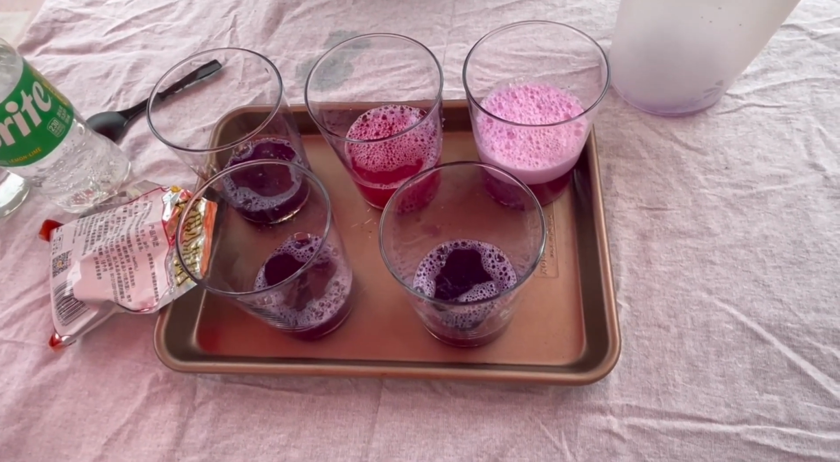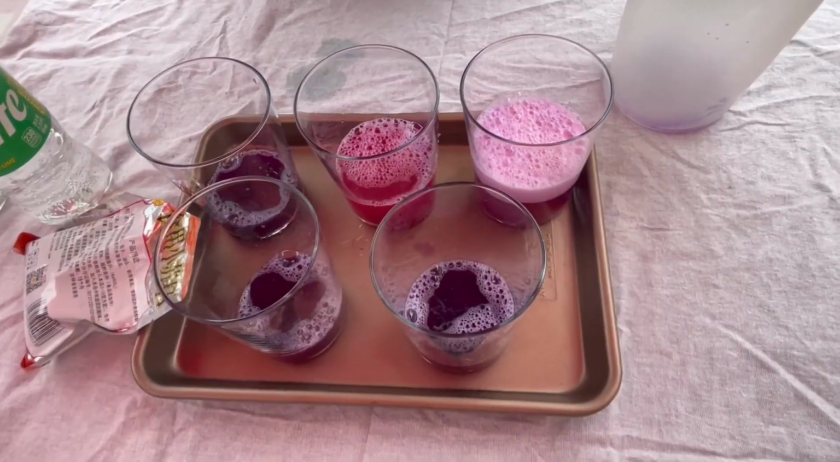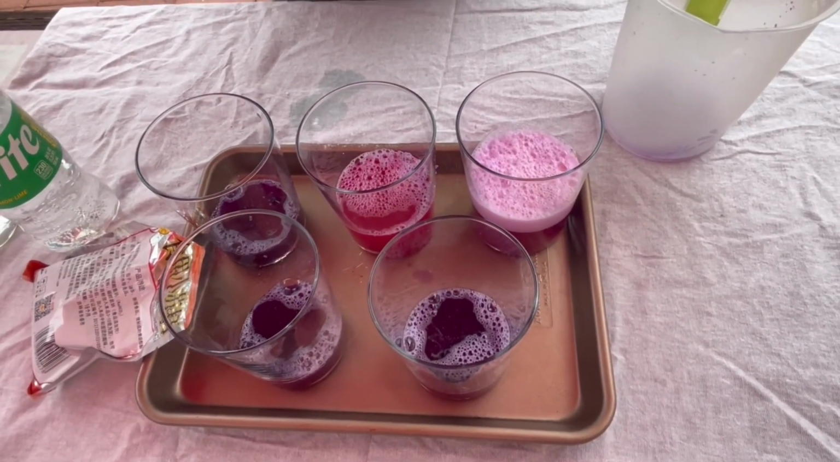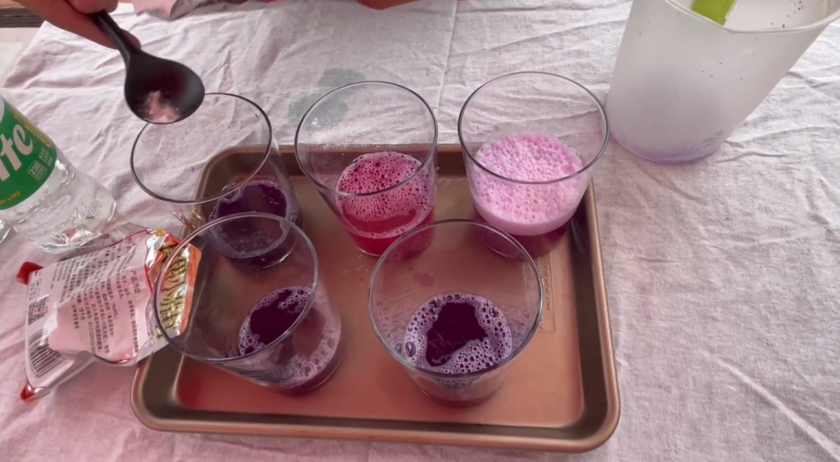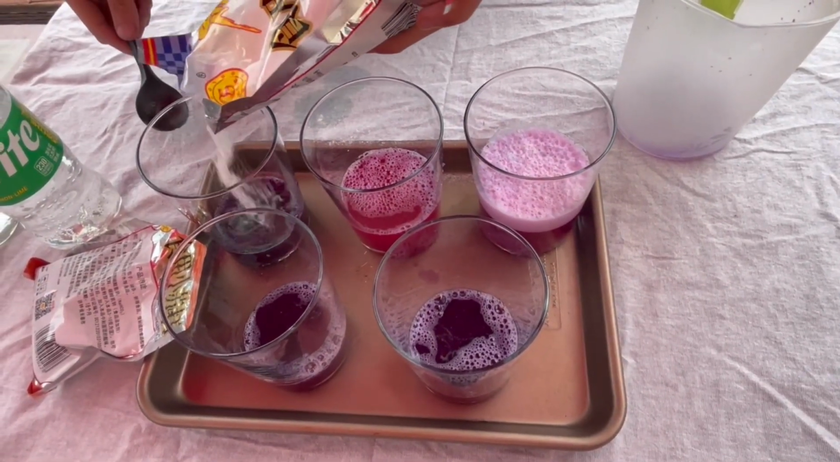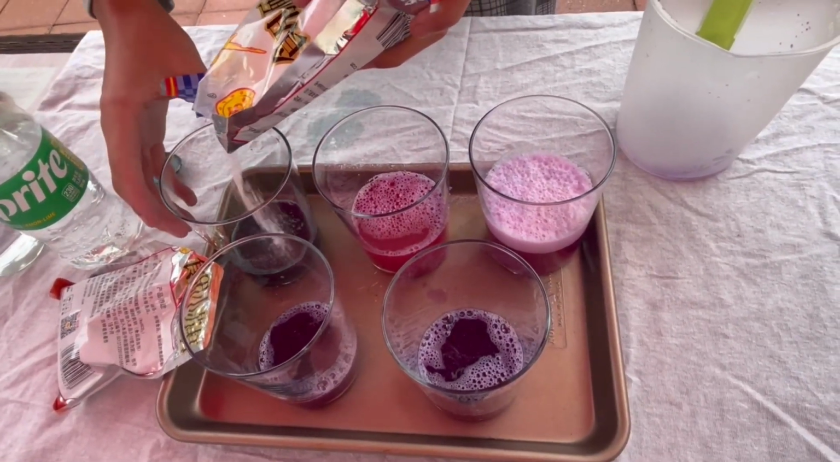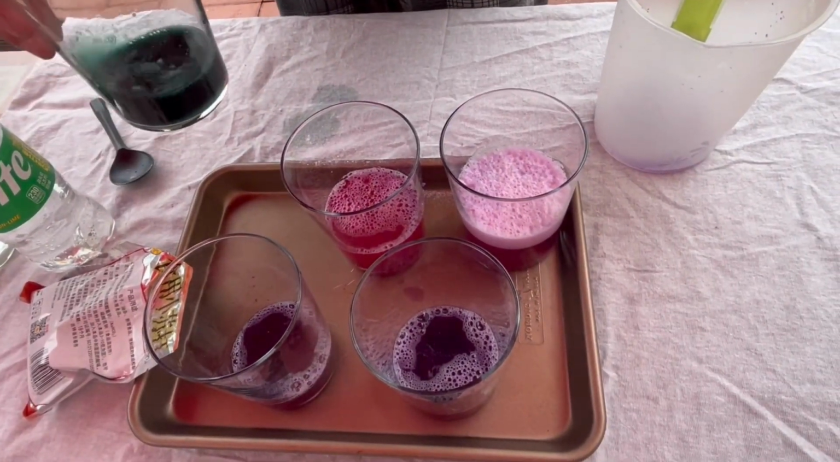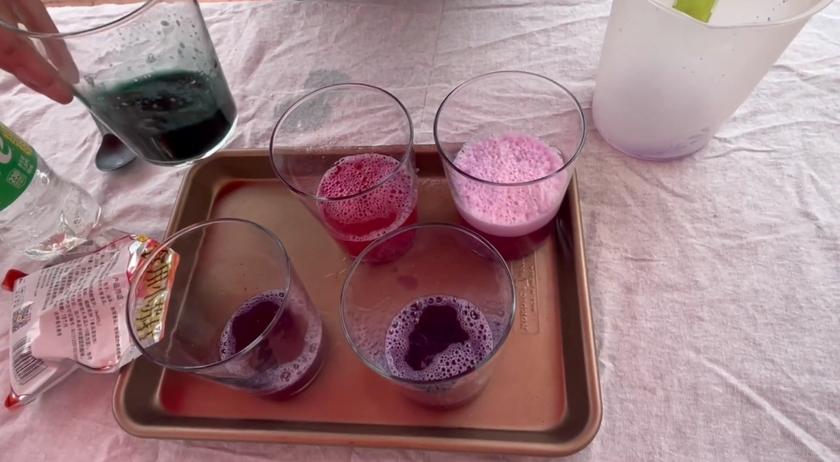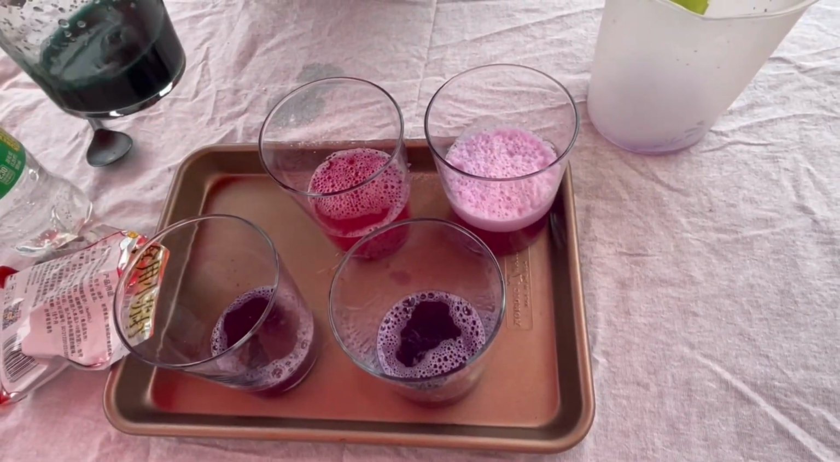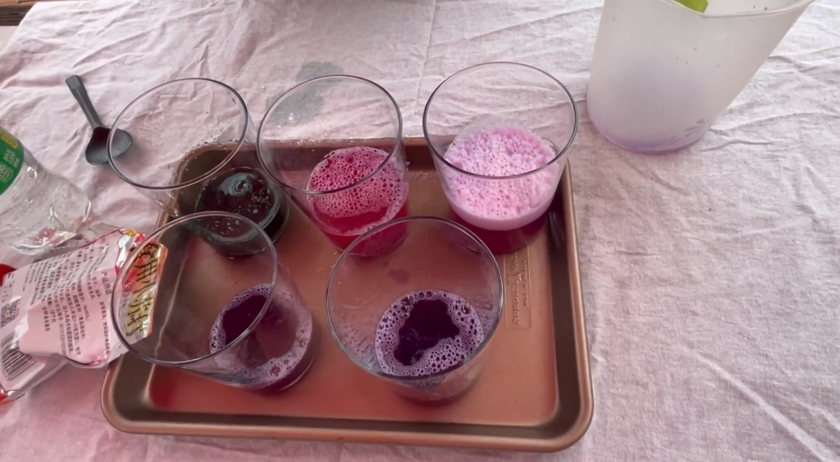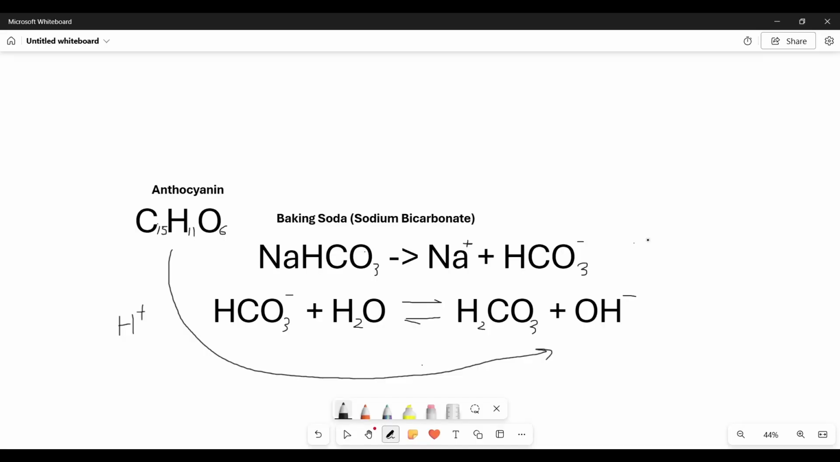This is alkali, which is also sodium carbonate. After adding some sodium carbonate, we can observe that the color changes to a dark greenish.